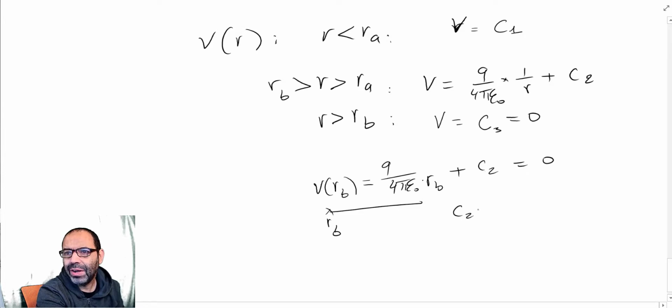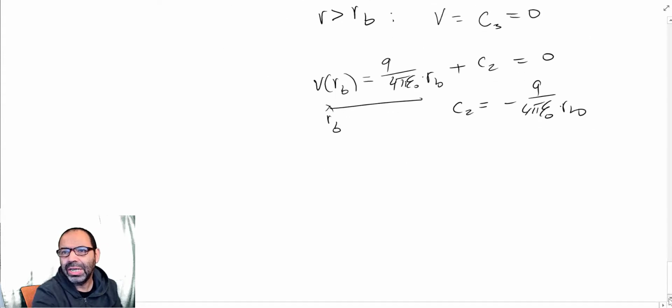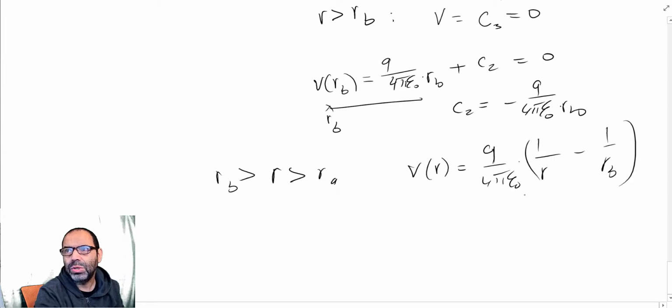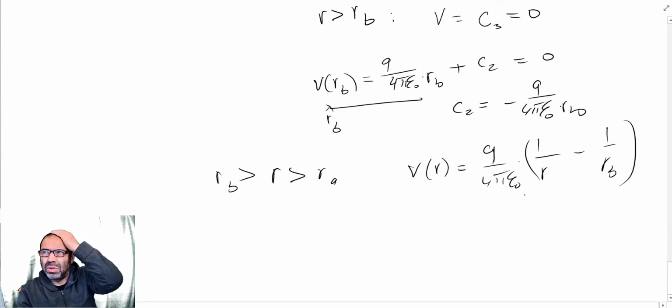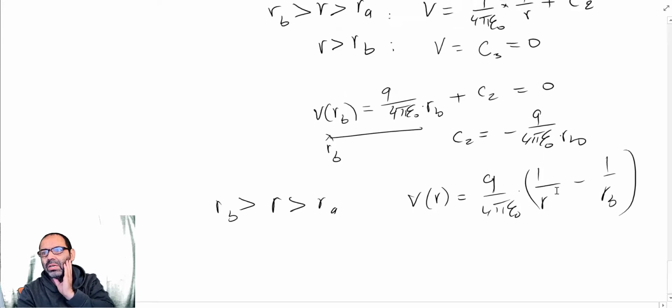Now I have a condition for C2. I can find that C2 is equal to minus Q over 4 pi epsilon naught RB. Now I have found this constant, so I can plug it back into this expression, and I know the potential between RA and RB as a function of R is equal to Q over 4 pi epsilon naught times 1 over R minus 1 over RB, as long as R is greater than RA but less than RB. So that fixes that problem.